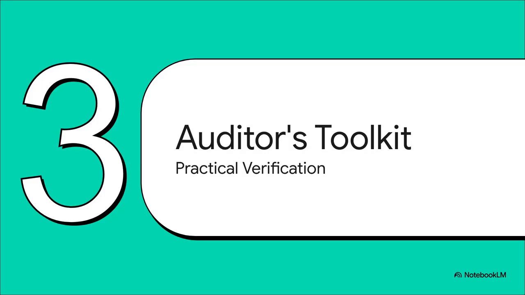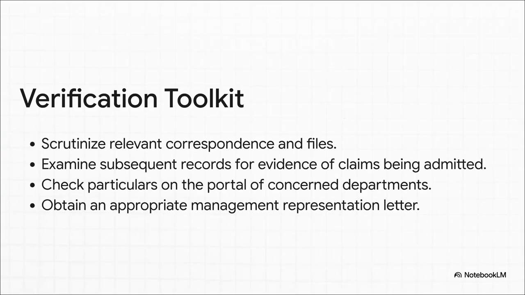So we've talked a lot about the what, but what about the how? How do you actually verify all this stuff and feel confident in your reporting? Let's get into the practical toolkit an auditor needs. An auditor's toolkit here is really all about being thorough. It means digging into email chains and correspondence files. It means checking records even after the year has ended for proof that a claim was accepted. It means going onto government portals to cross-check details. And, super importantly, it means getting a formal management representation letter to get the company's official story on record.